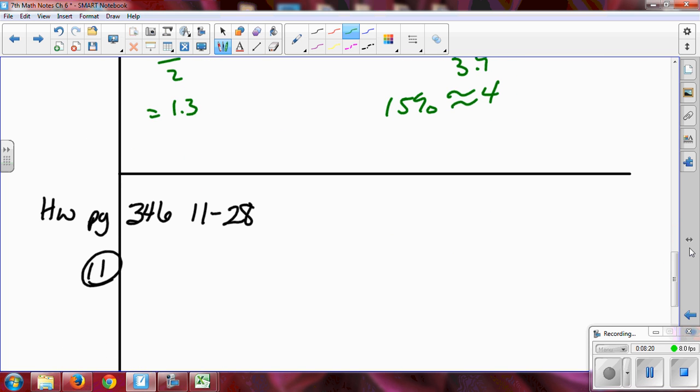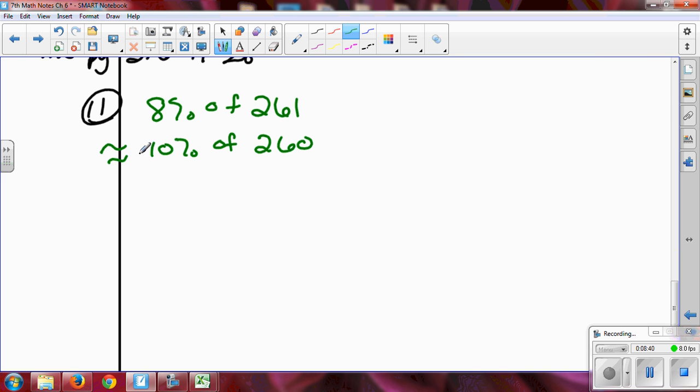Our homework is on page 346. We're going to do 11 through 28, starting with number 11. It says use a fraction to estimate the percent of each number. So we have 8% of 261. Well, 8% is very similar to 10%. And I'm going to say of 260. So now I'm estimating. This is like saying 1 over 10 times 260. So this is 260 divided by 10. My decimal one place is 10%. So we have 26 is approximately our answer here.